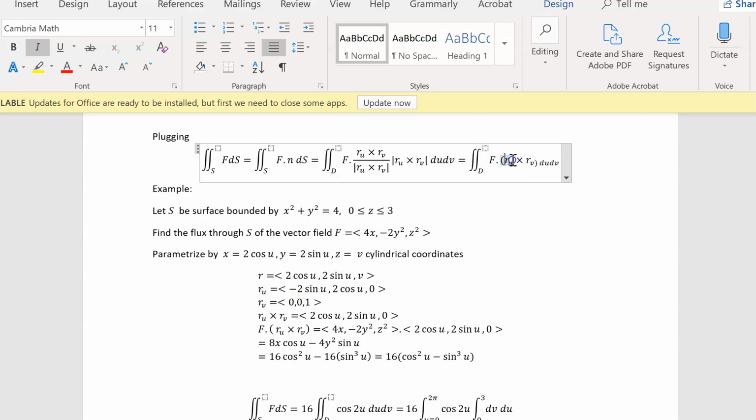So now I need to find the cross product. So I will leave it to that. If you find the cross product of these two vectors, right, you will get 2 cosine u, 2 sine u, and 0. And you can check it out for yourself whether that is true.